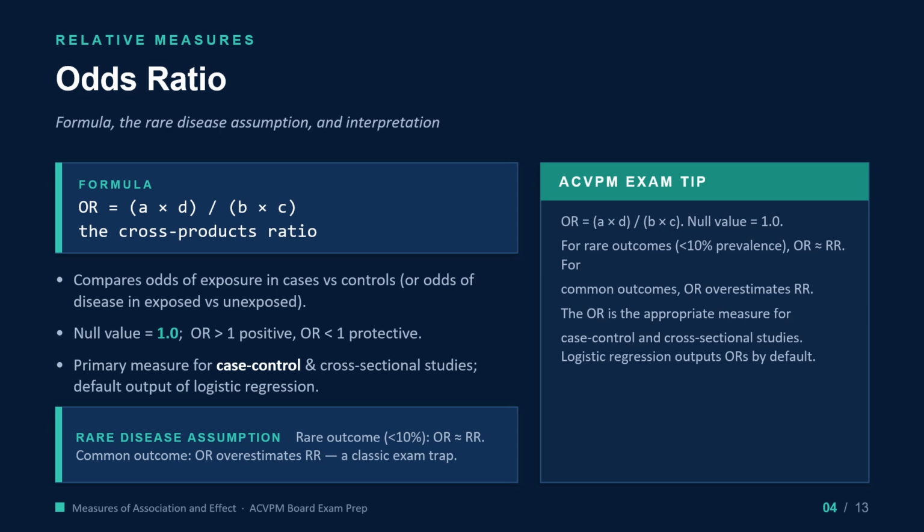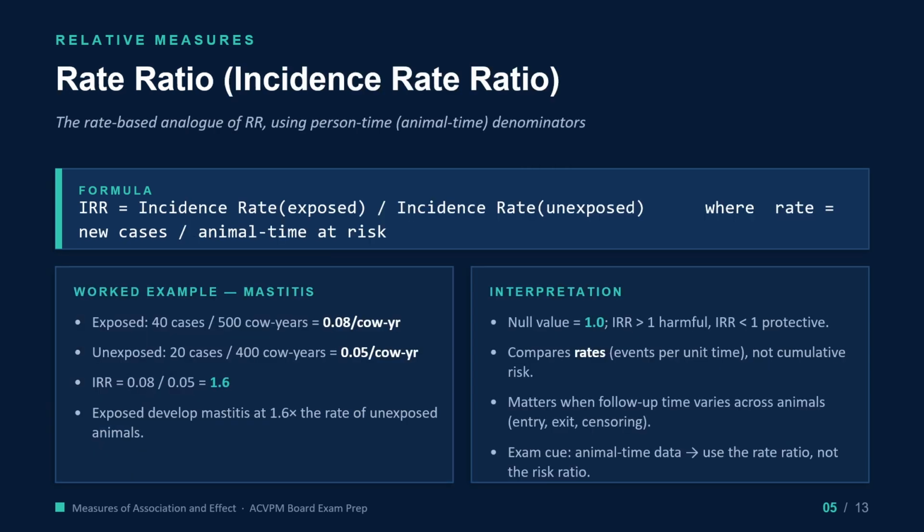When the disease outcome is rare, typically defined as less than 10% prevalence, the OR is a good approximation of the RR. But when the outcome is common, the OR will overestimate the magnitude of the association compared to the RR. This is a classic exam trap. The risk-based and odds-based measures.